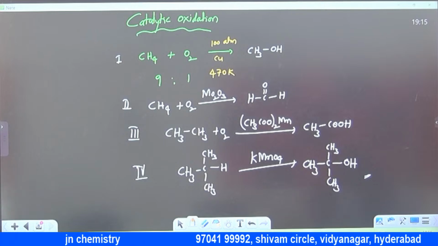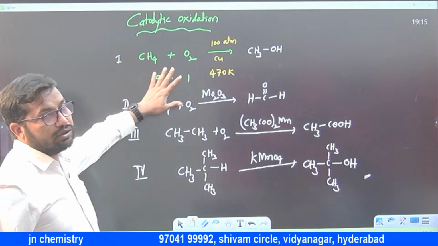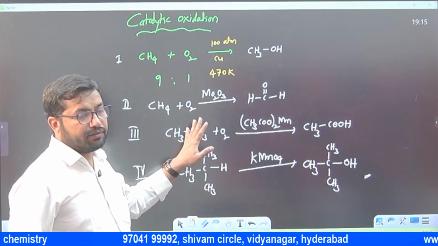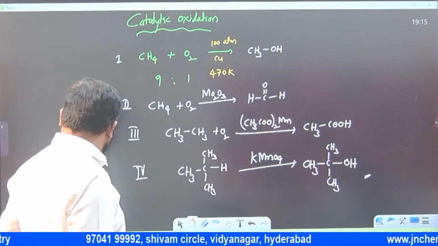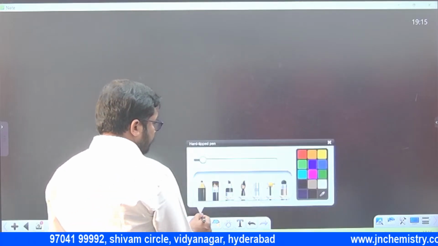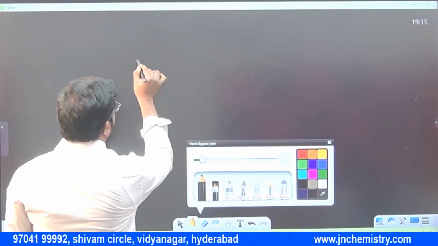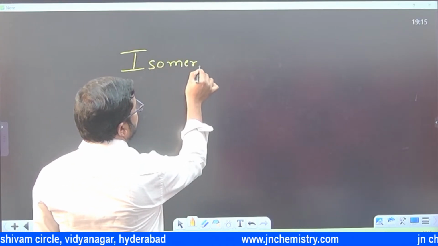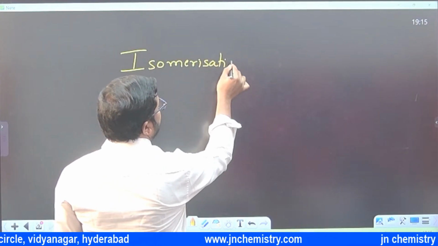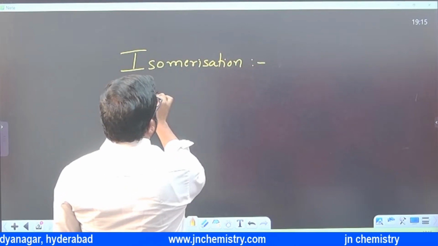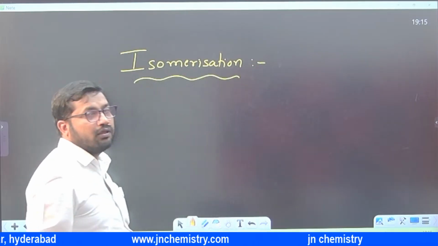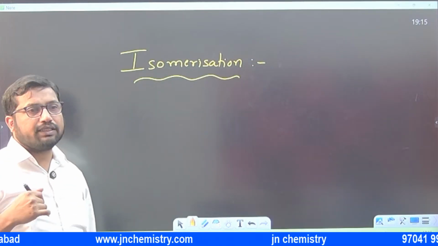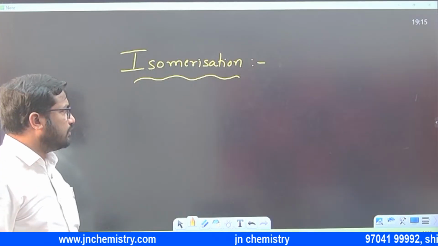Then these 4 reactions we need to remember, very important. Next, put the heading isomerization. What is isomerization? Isomerism takes place, meaning either chain isomerism or position isomerism.